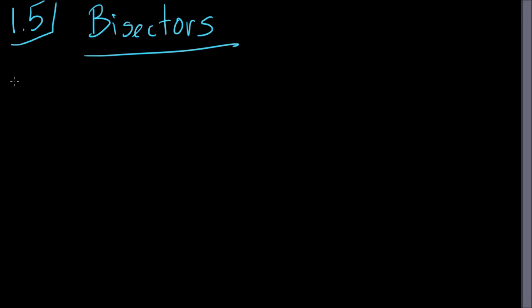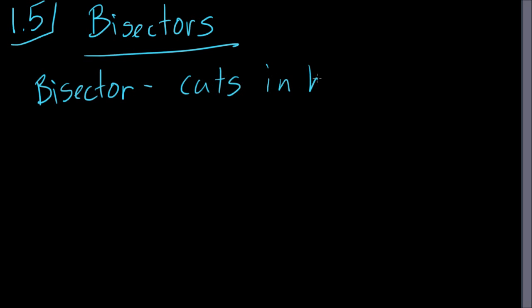We're on to section 1.5, which is about bisectors. Okay, a bisector is essentially something that cuts something else in half. That's what a bisector is.